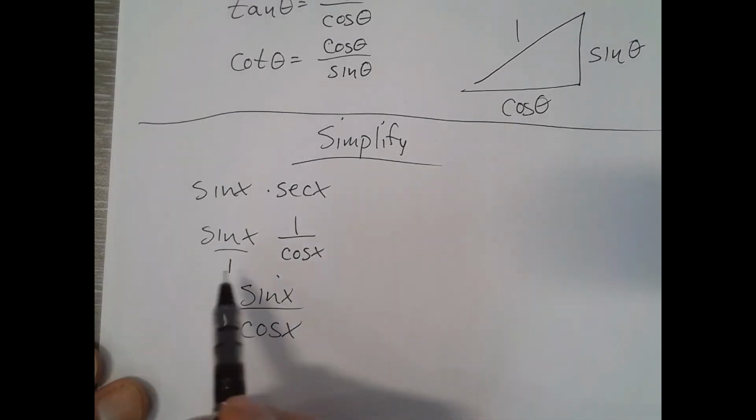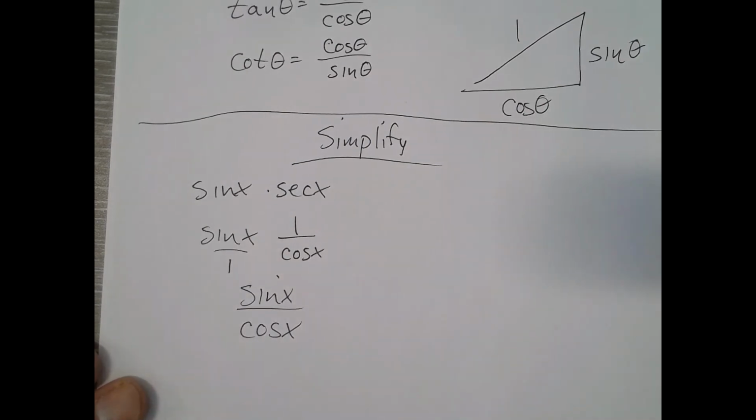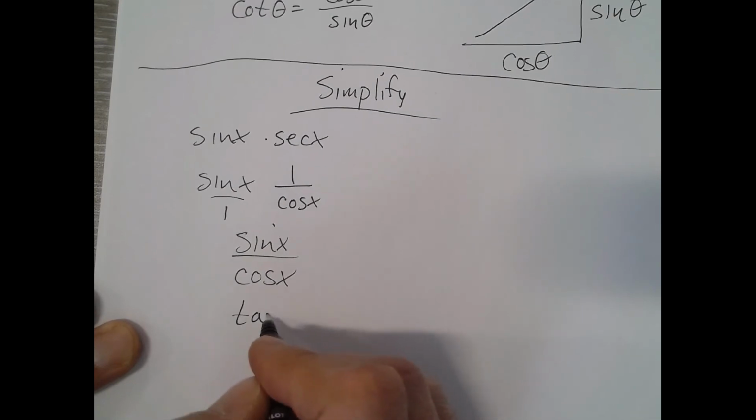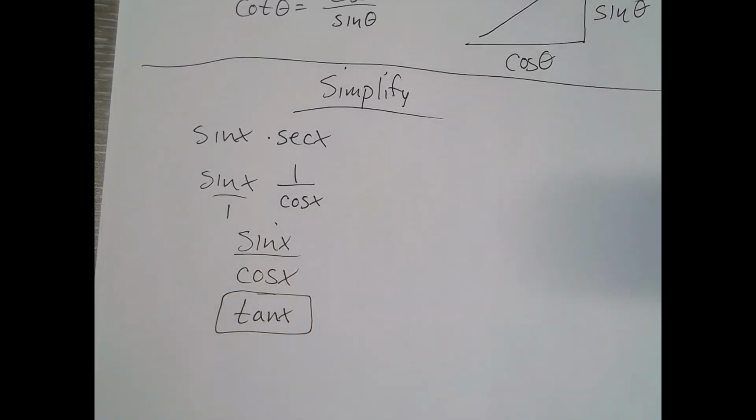This goes on top, and the bottom is cosine x. What is sine x over cosine x? Tangent x. So we are done. How do I know it's completely simplified? You don't always know that it's simplified. But if it's just one trig function like that, it is completely simplified.